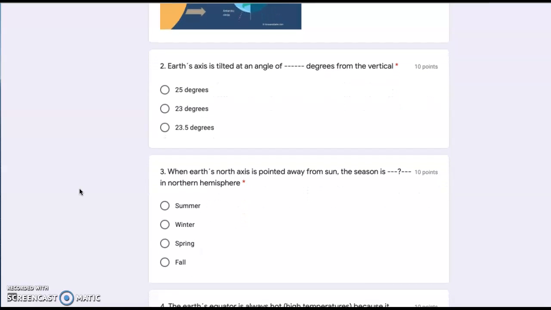Number 3. When Earth's north axis is pointed away from the sun, the season is blank in the northern hemisphere. Summer, winter, spring, or fall.